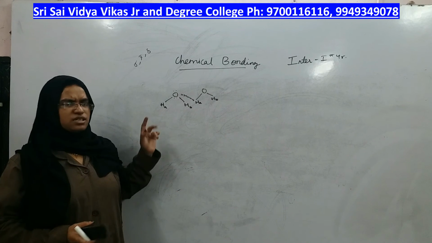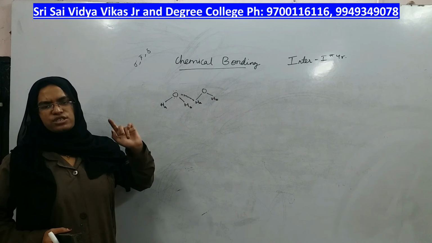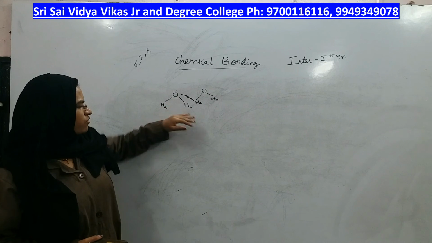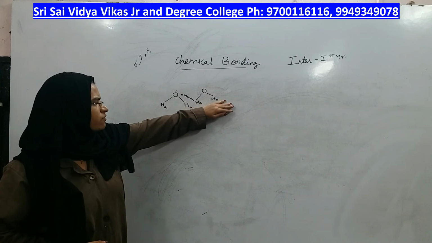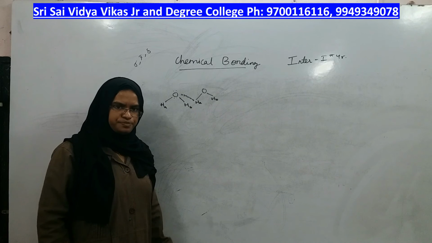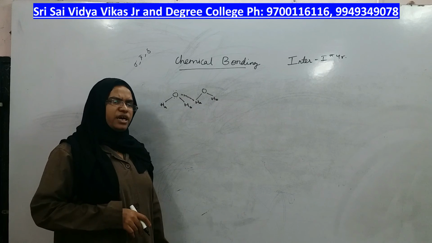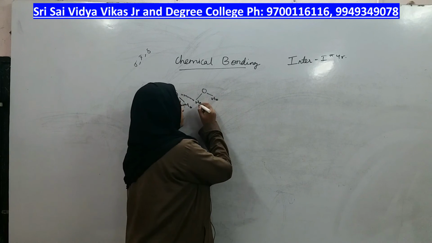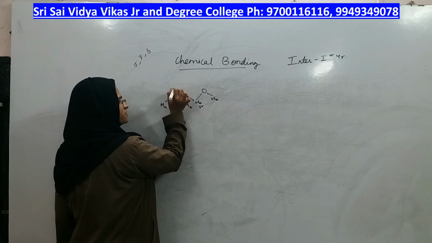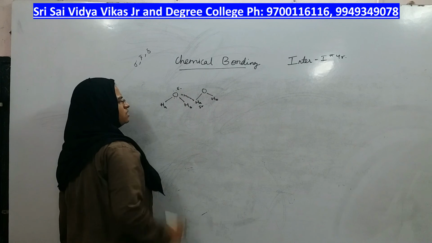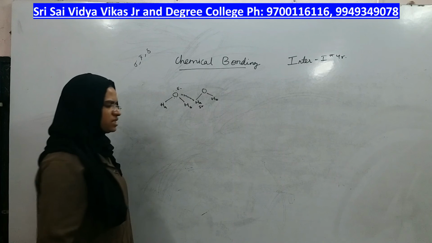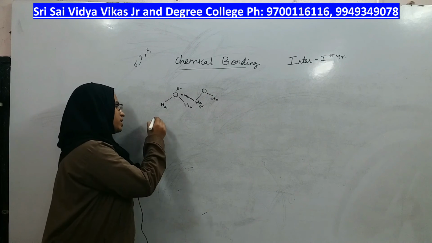So, the definition is the weak electrostatic forces of interaction between a more electronegative atom of one molecule and hydrogen of the other molecule is called hydrogen bonding, and it is weak, and because of that hydrogen gets a partial positive charge, and oxygen gets a partial negative charge. Partial, not completely, it is partial, right? This is hydrogen bonding.